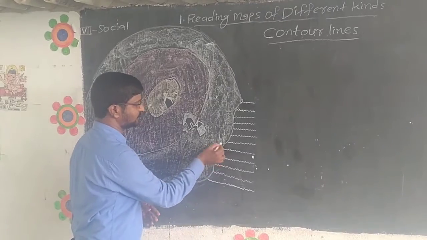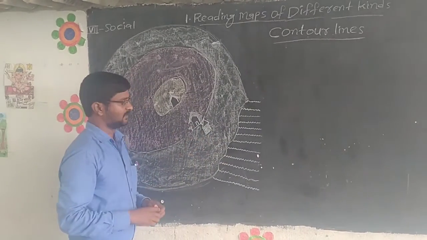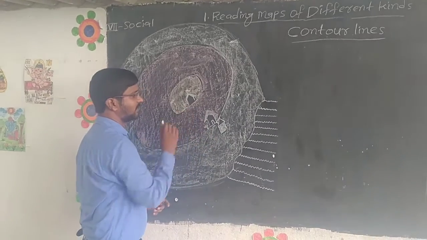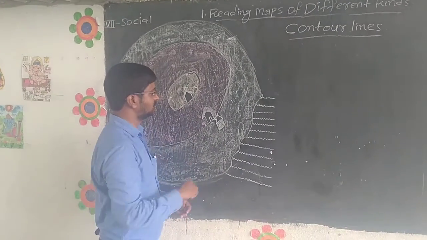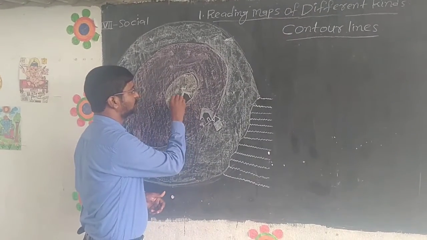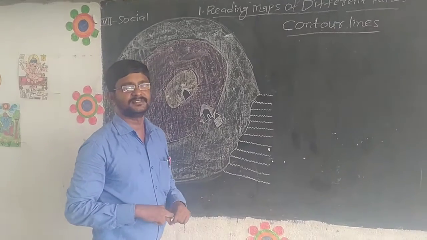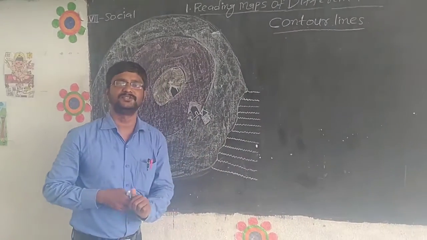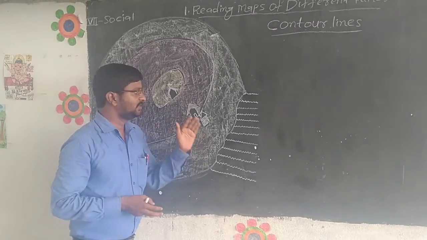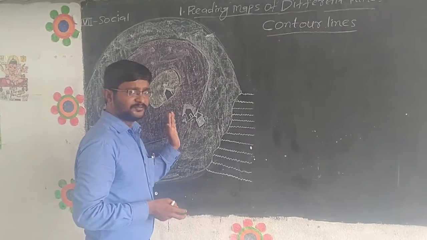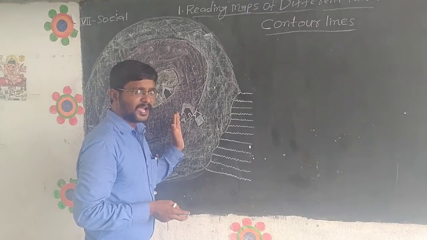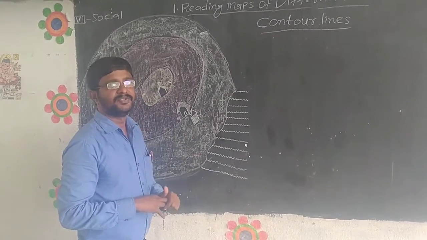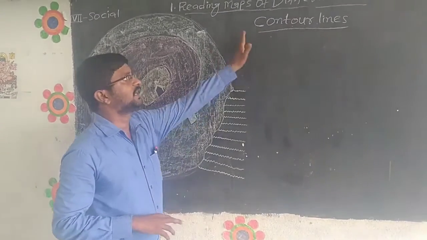That is 0 to 50 meters, the first height zone; 51 meters to 100 meters, the second height zone; and 101 to 150 meters, the third height zone. It means this map has been classified into three height zones. So this type of map we have drawn with the help of contour lines.